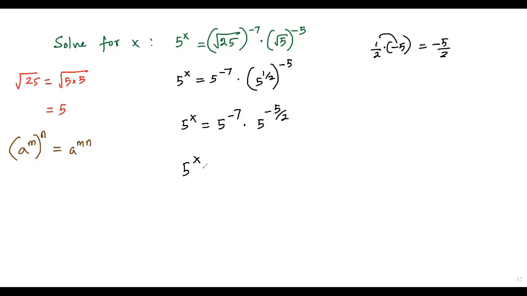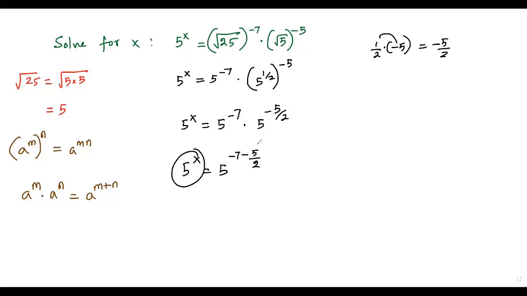Okay, so 5 to the x power equals, here I multiply two terms with the same base. Let's consider the product rule of exponents, that is a to the mth power times a to the nth power. Whenever I multiply two terms with the same base, I take the base once and add the exponents, and I get m plus n. So here, multiplying two terms with the same base 5, I can write the base 5 once and add the exponents. When I do so, I get negative 7 minus 5 over 2.